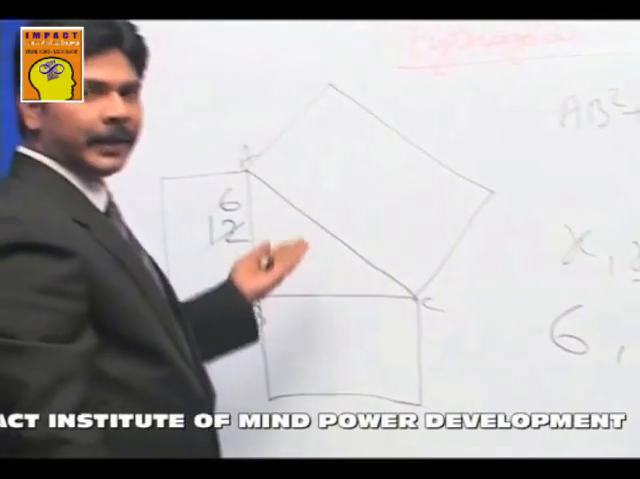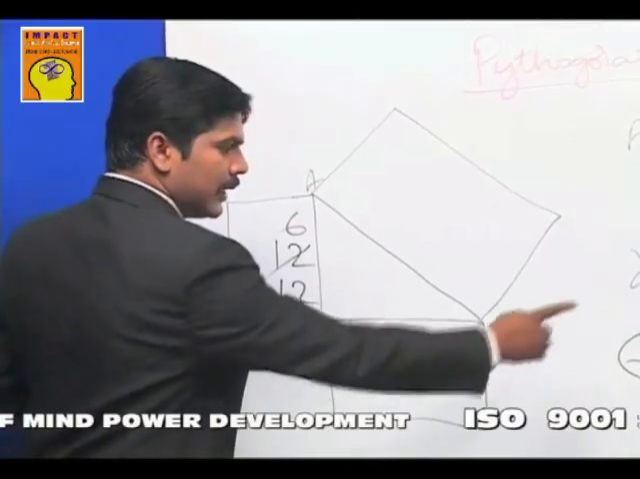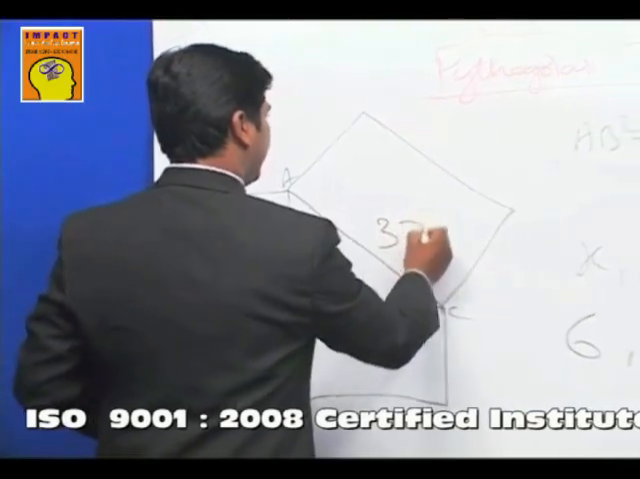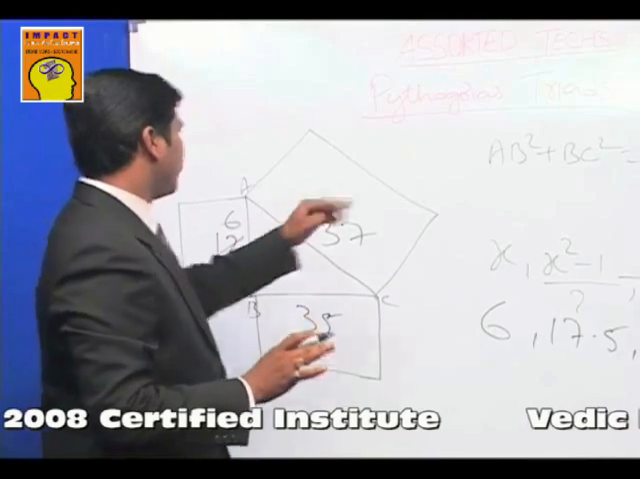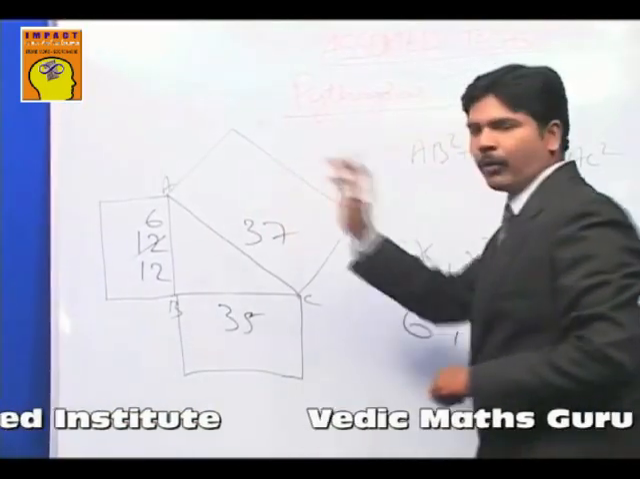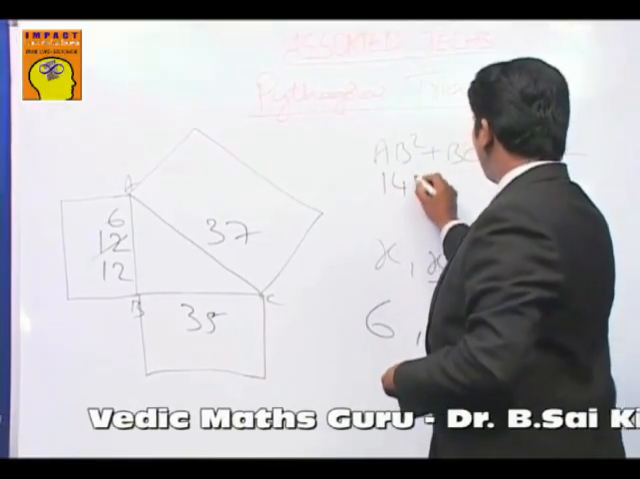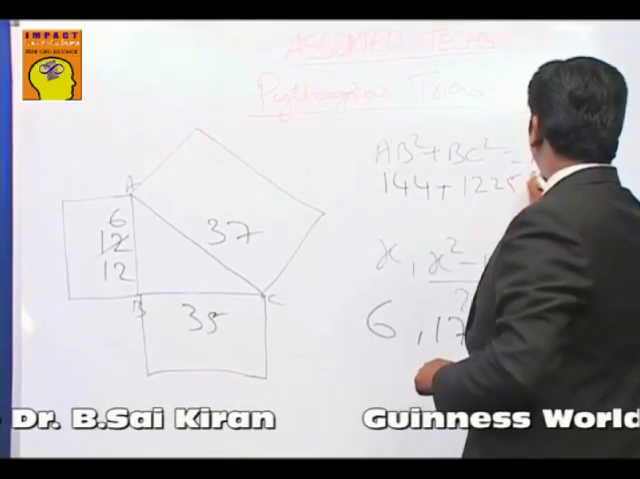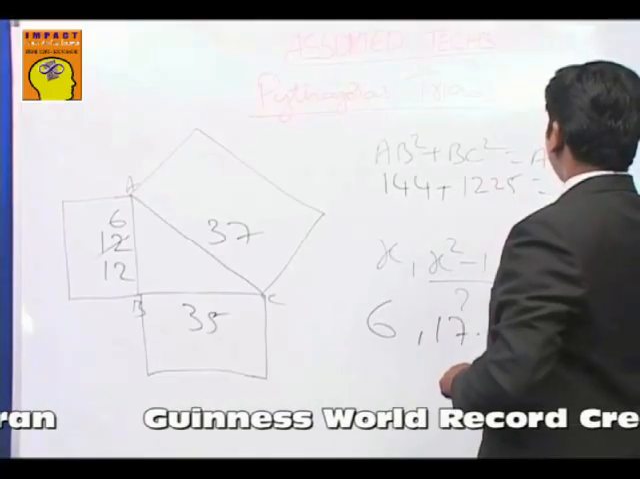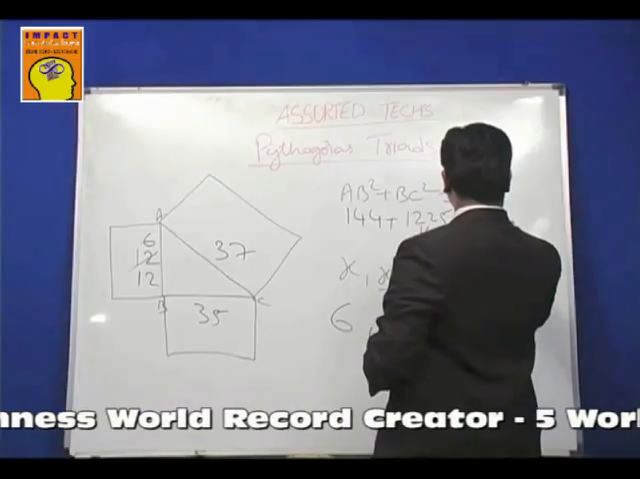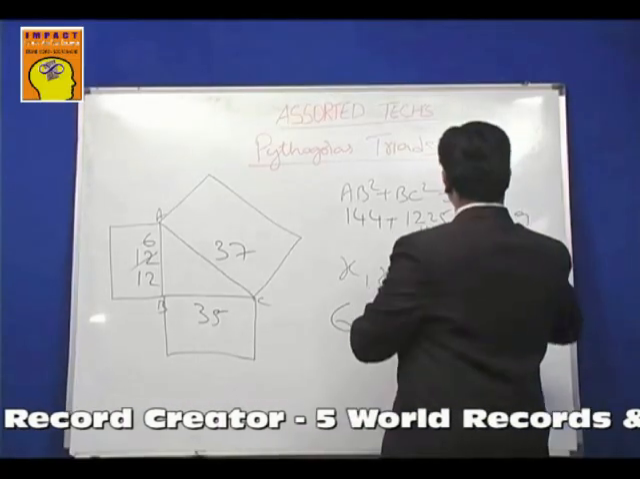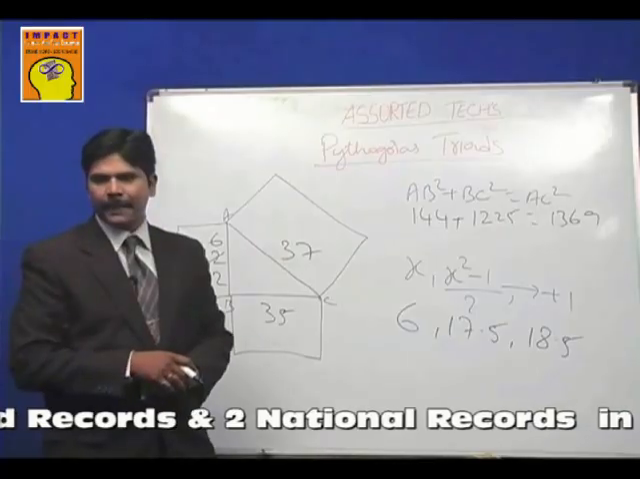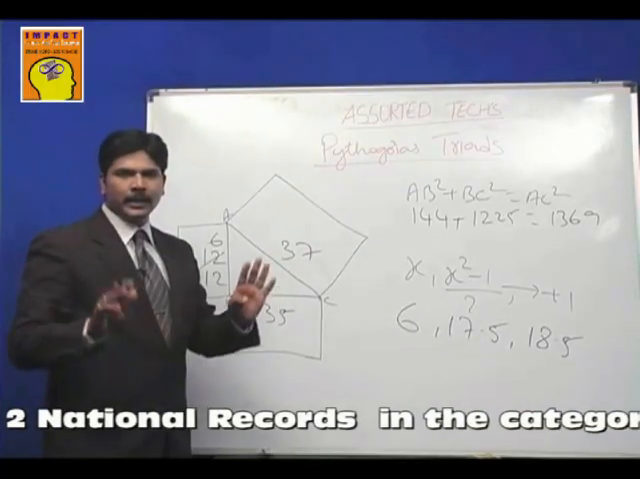Now for 12 what you have to do is double it. 6 double is 12, 17.5 double you get 35, and 18.5 double you get 37. Now let's substitute this in the equation, check out whether the triad is right or wrong. So 12 square is 144 plus 35 square is 1225. Add these both, you get 1369. Now check out the square of 37. You must get 1369. Yes, 37 square is 1369.